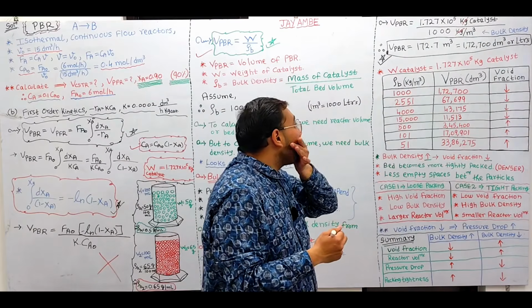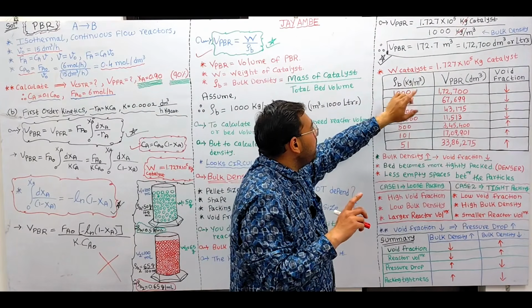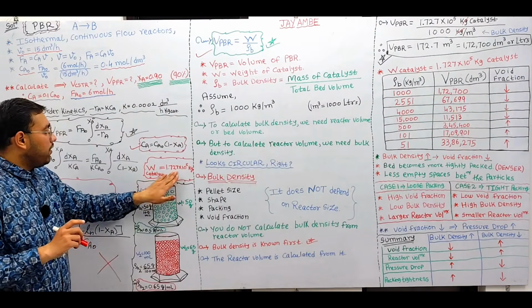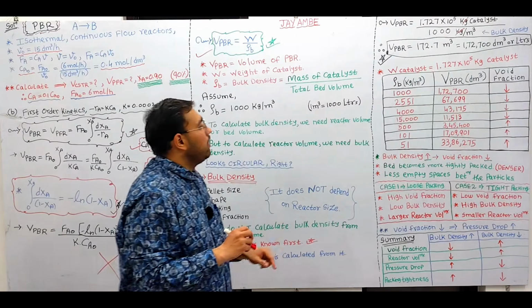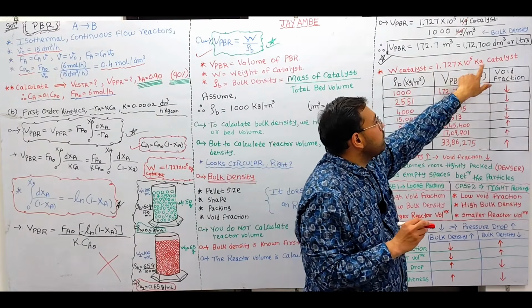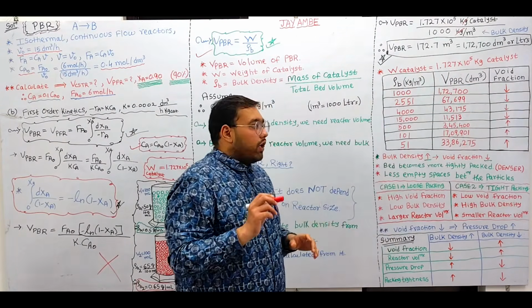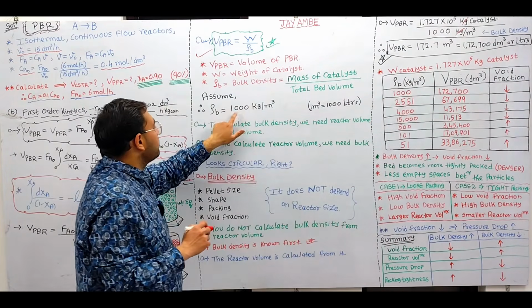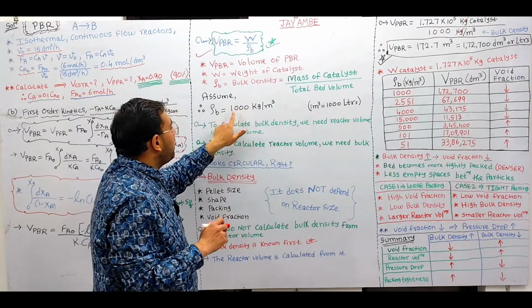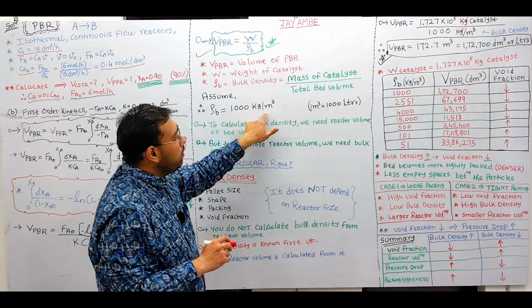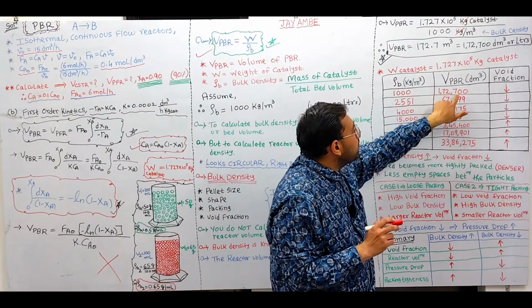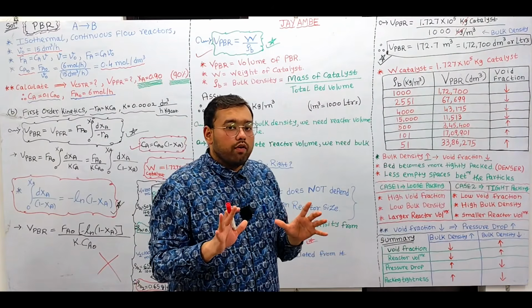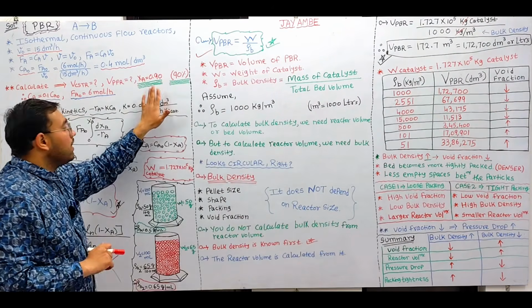Let's say for all these cases, we are keeping the same weight of catalyst which we obtained by using the performance equation of the packed bed reactor, which is 1.727 × 10^5 kg catalyst. In the first case, I have given the bulk density equal to 1000 kg per meter cube. With this bulk density, we obtained 1,72,700 cubic decimeter volume of packed bed reactor required in order to achieve 90% conversion.